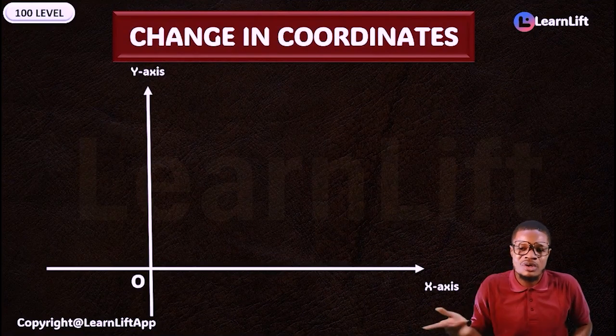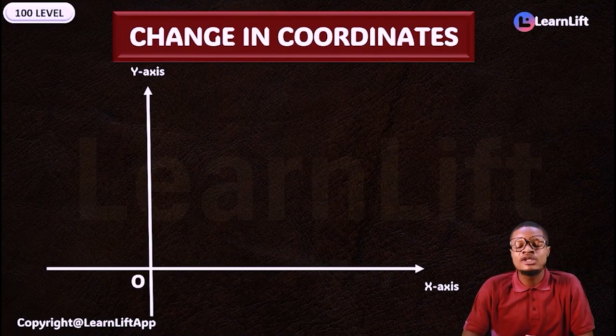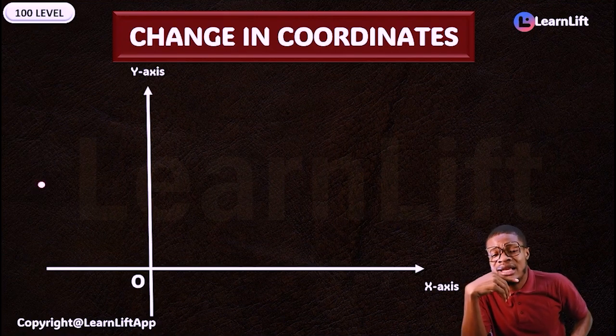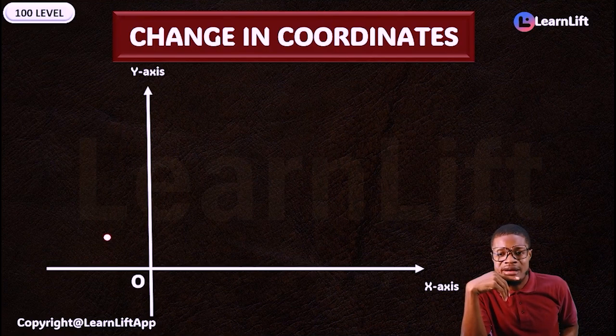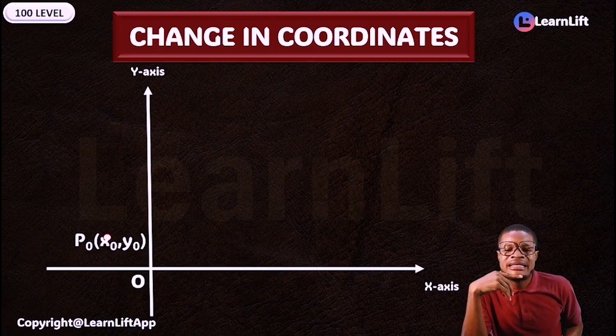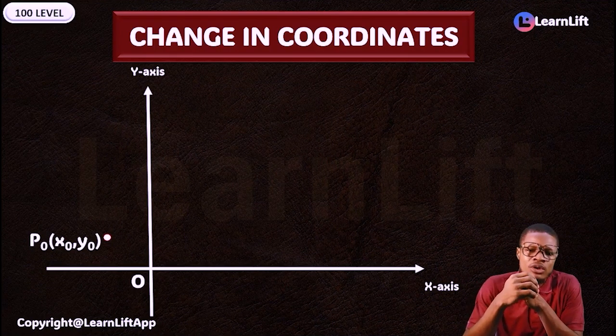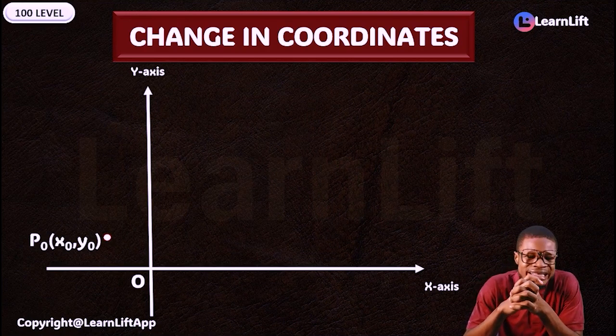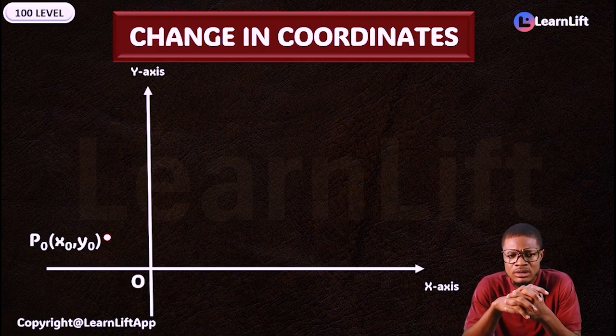Let's say we have our coordinate plane like this. You can see your y-axis and your x-axis. Let's say this is a point here, and I call this point P0. What is P0? x0, y0 are the coordinates for that point, P0.